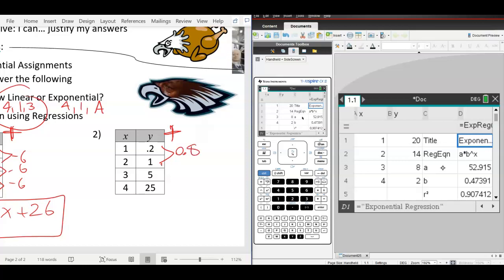Are we adding 0.8 each time? From 1 up to 5 is 4. Those don't match. Is it linear? No. So yeah, and since we only have 2 options, it's obviously exponential.